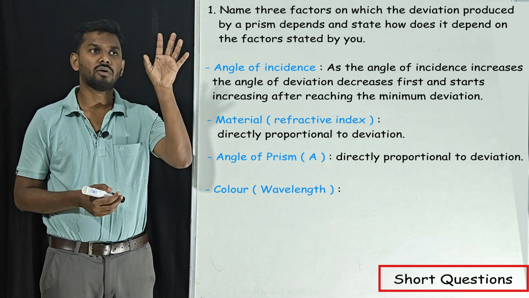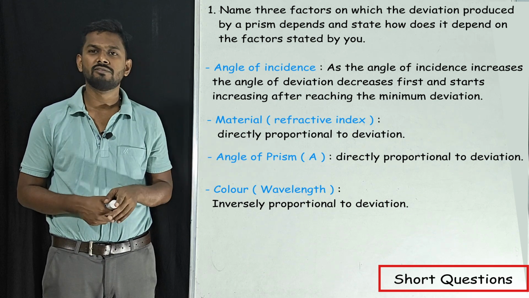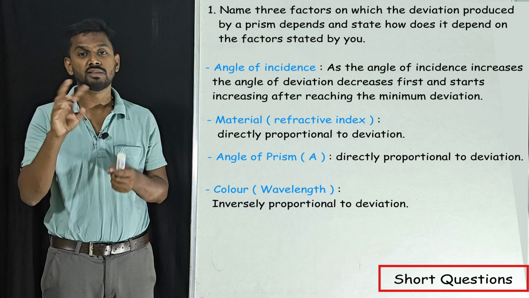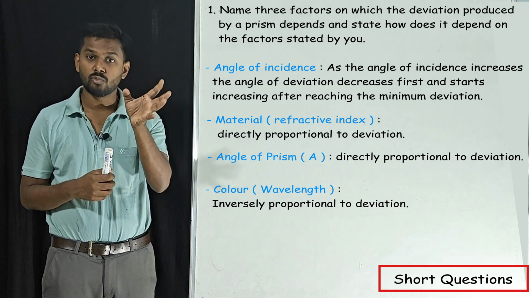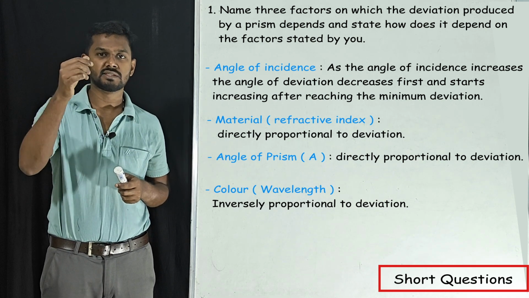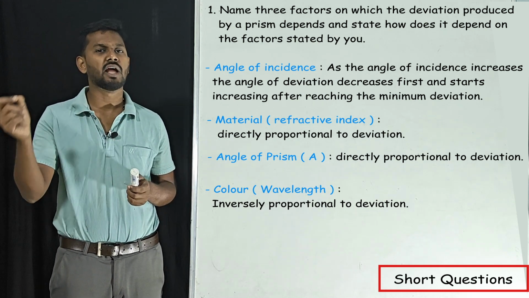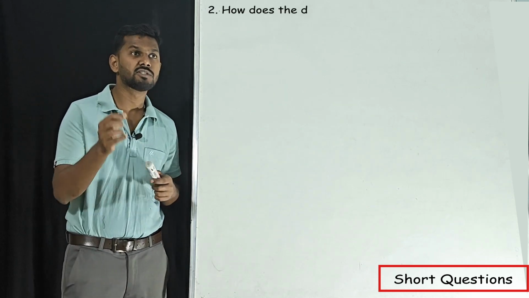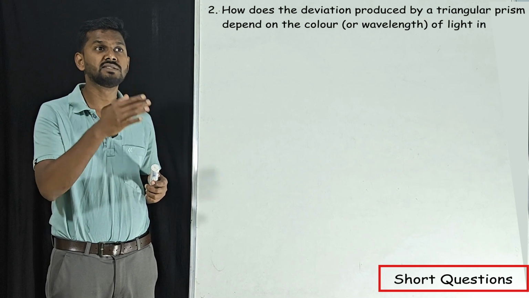See, we know refractive index is directly proportional to deviation. Then definitely wavelength is inversely proportional to deviation. Why? Because refractive index and wavelength are inversely proportional. Or else you can understand it like this: wavelength or color, for now assume both are the same. Angle of deviation increases with decrease in wavelength. This you should know. So angle of deviation and wavelength are inversely proportional. Our next question: how does the deviation produced by a triangular prism depend upon the color or wavelength of light incident on it?